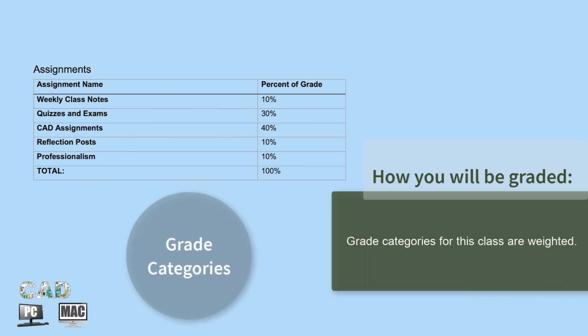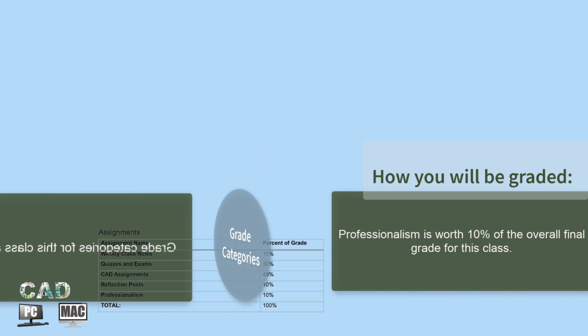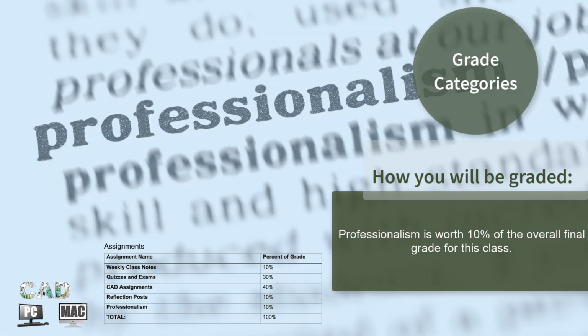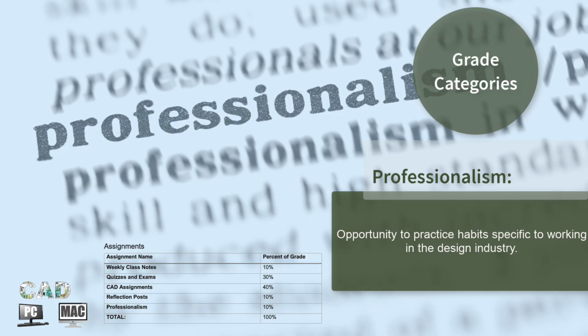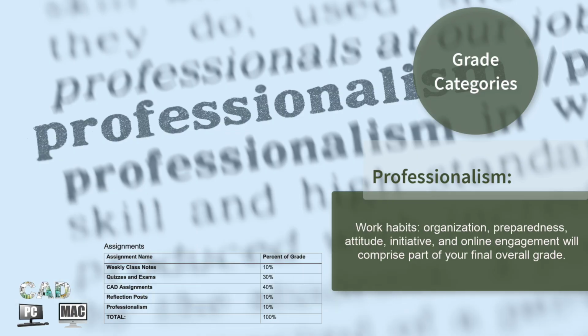This brings us to a discussion of the grade categories, or what you will be expected to do in this class on a weekly basis. Let's start with the Professionalism grade category, which is worth 10% of your overall final grade. This is an opportunity to practice habits that are specific to working in the design industry. Work habits, organization, preparedness, attitude, initiative, and engagement will comprise part of your final grade.